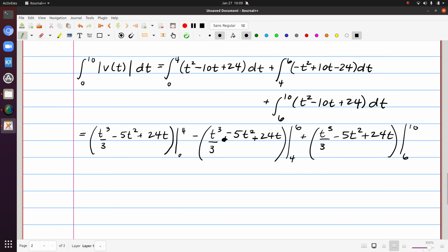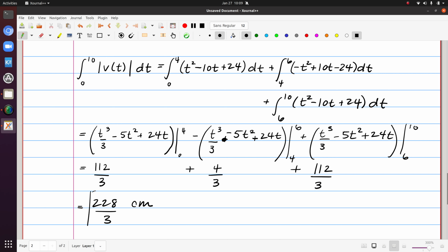Now, in the interest of time, we can plug in these values, and what you're going to find is we get 112 over 3 from this first part, what ends up being positive 4/3 from this part, and another 112 over 3. All together, we can add that up: that's 224 plus 4, so 228 over 3. And again, my units are centimeters.